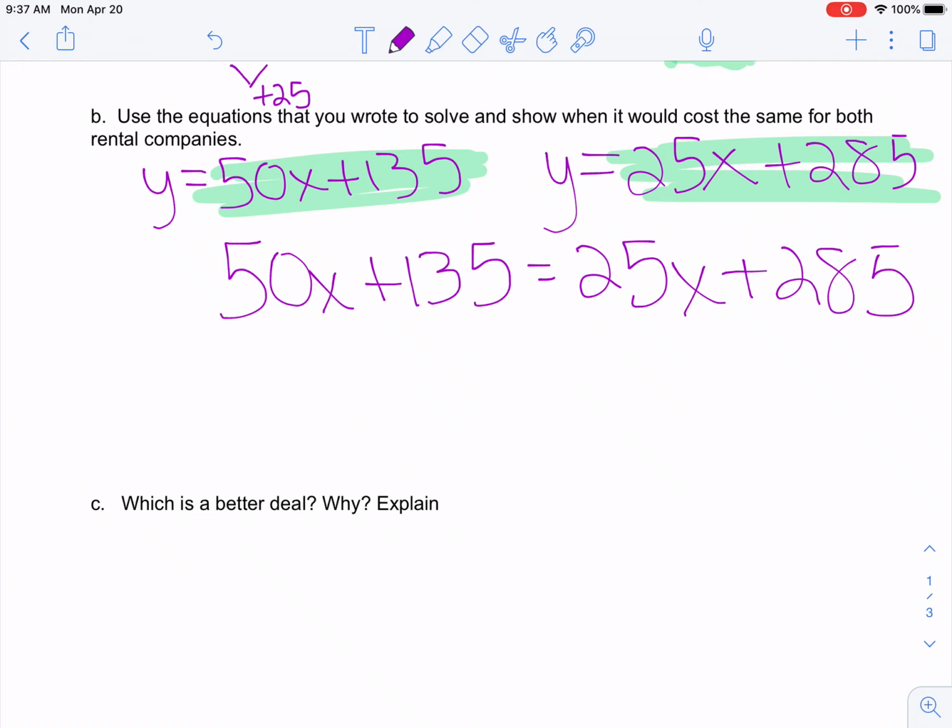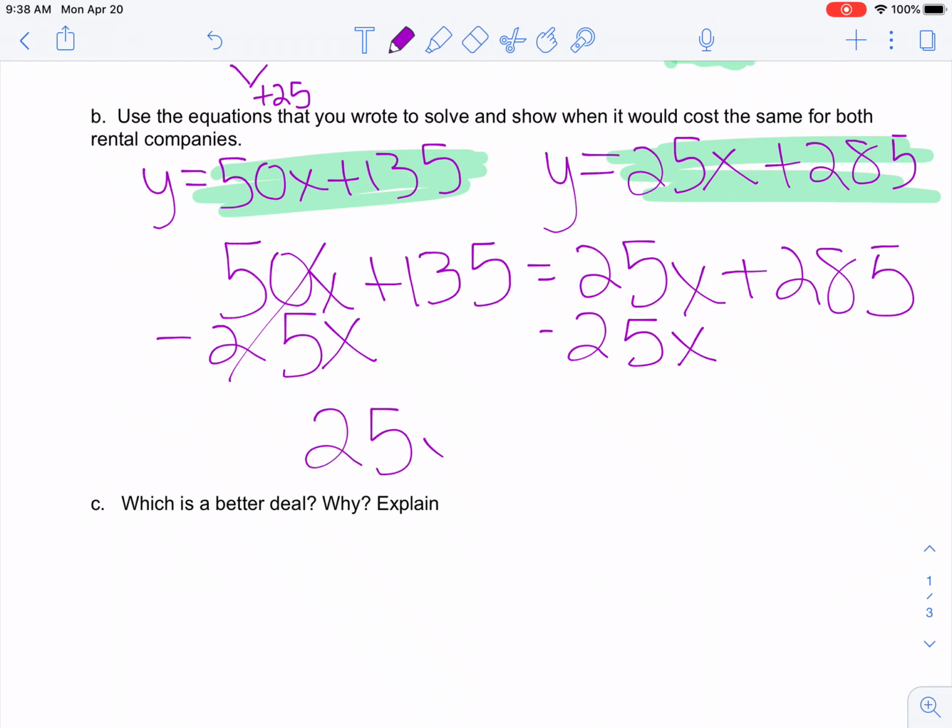And I can solve this equation for x, and that'll tell me how many days I can rent for, and they're going to cost the same amount. So from our tables above, we know we should get 6, but let's see if we do. My first step is going to be to get rid of this 25x, which means I need to subtract it on both sides. 50 minus 25 gives me 25x plus 135, and that equals 285.